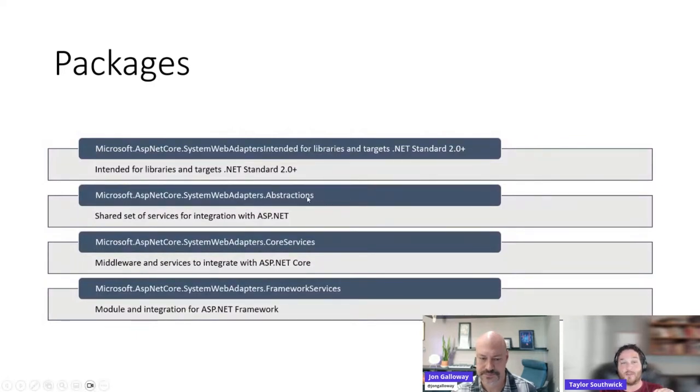The next one is this abstractions library. This is important as shared services for Core and Framework for integration with ASP.NET. For the most part, you probably don't need to touch this, but if you want to implement any shared serialization of session states, this is the package you'd use for that. And then there's an individual package for ASP.NET Core and one for ASP.NET Framework, aptly named Core Services and Framework Services. And this allows for integration. So Core Services is what you'll add to your Core app. Framework Services is what you'll add to the Framework app.